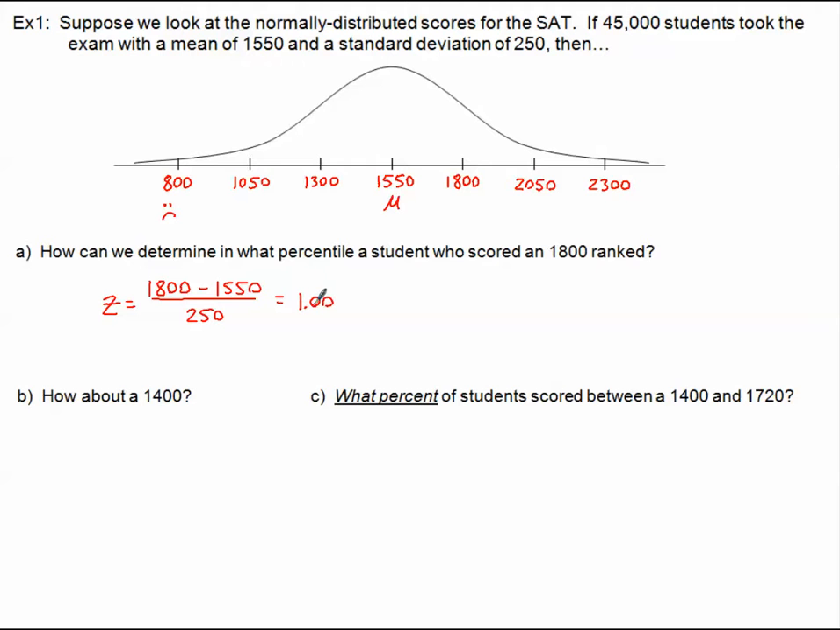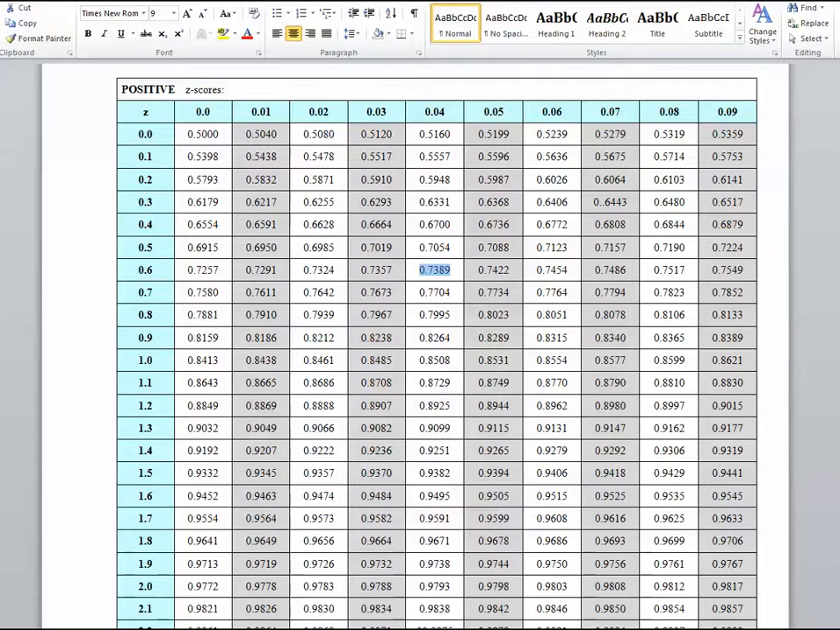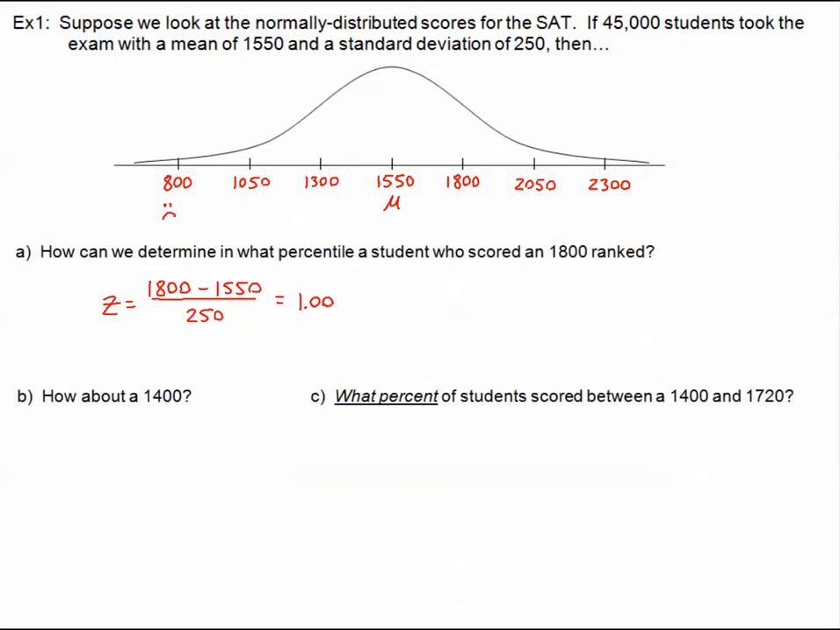I see the 1800 right here in our normal curve. It's exactly one standard deviation above the mean. So if we wanted to figure out what percentile that would be, we need to now go to our table and find where the z-score of 1.00 is. So I'll go to my table. I know we're talking about positive. Here's 1.0, and then let's go see where the top is. 1.00 is right here, 0.8413.